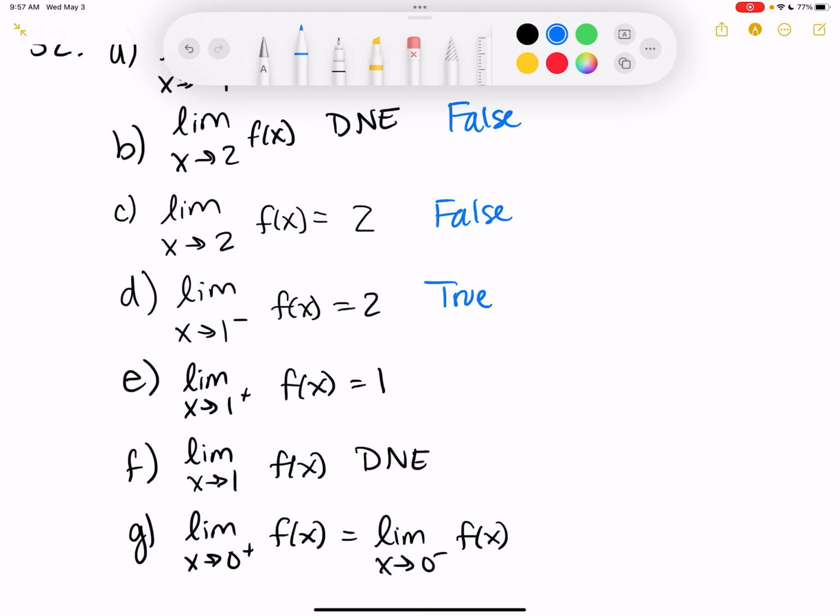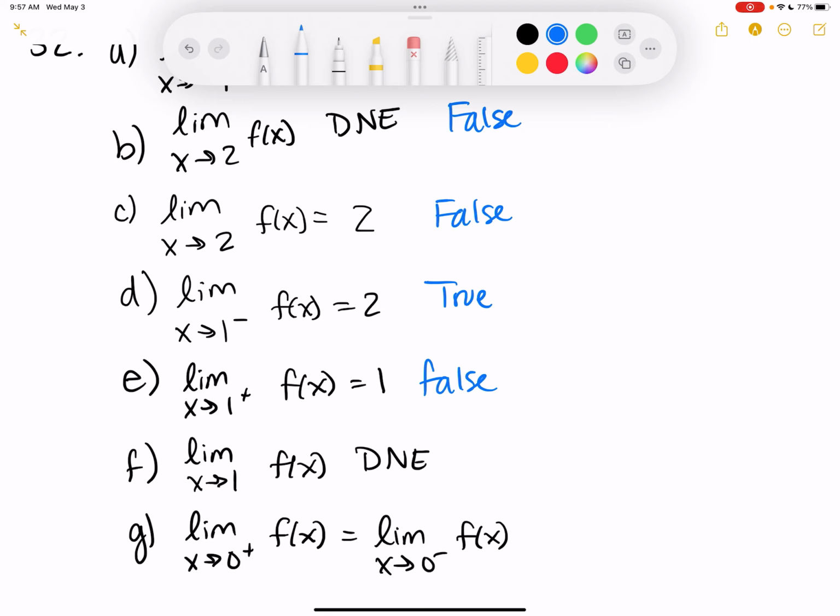Is that what a closed circle means? It includes that number. Correct. And it stops. It's at 1, but it doesn't equal 1 because it's 1 from the right. I'm coming in this way, but there's no graph to get me there. Okay. So this one is false.